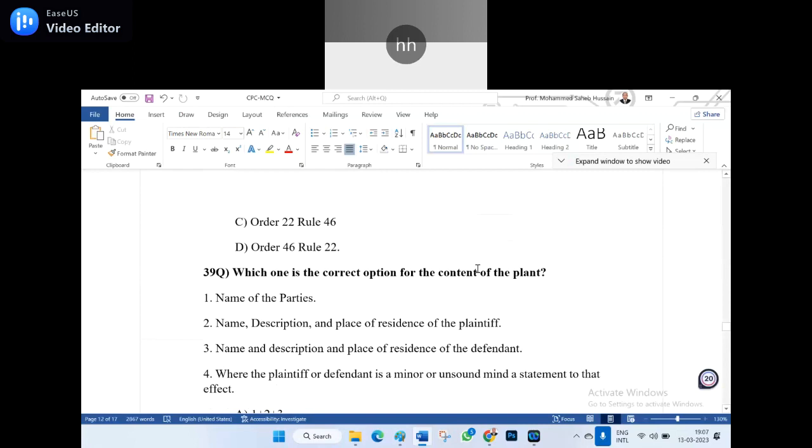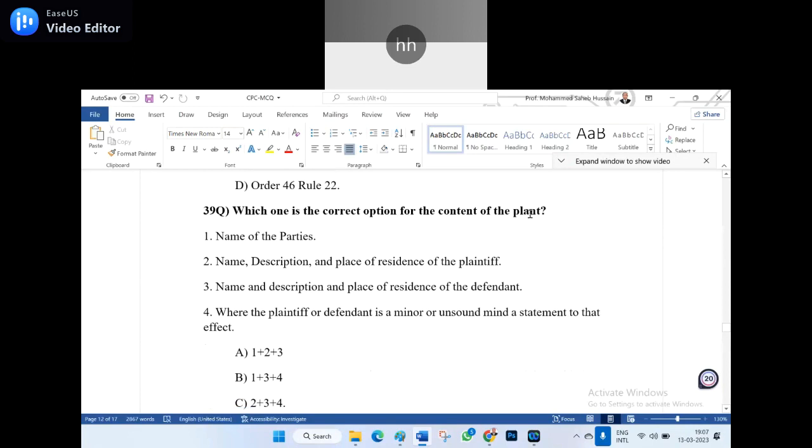So, 39th question. Which one is the correct option for the content of the plaint? Not plant, plaint. Number 1, name of the parties. Number 2, name and description of the place of residence of the plaintiff. 3, name and description and the place of residence of the defendant. And 4, where the plaintiff or defendant is a minor or of unsound mind, a statement to that effect.